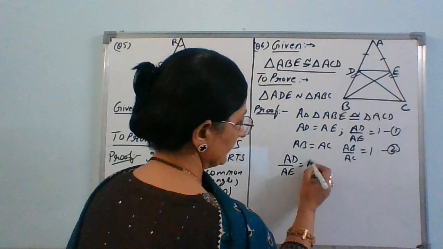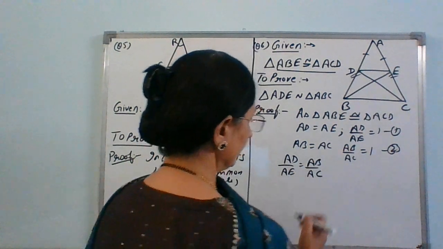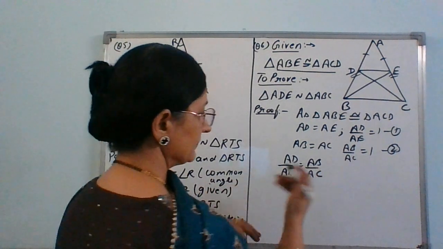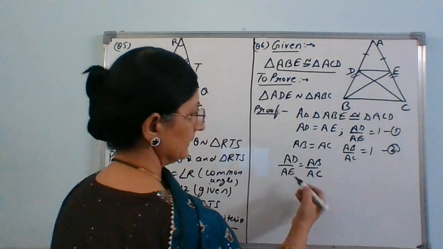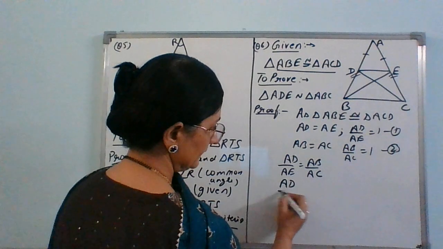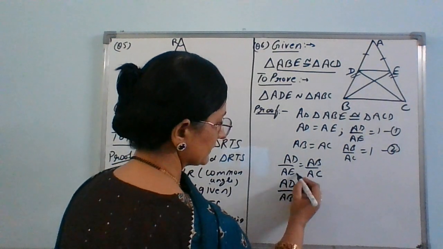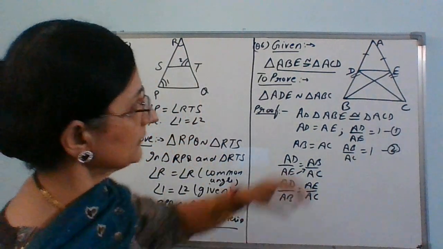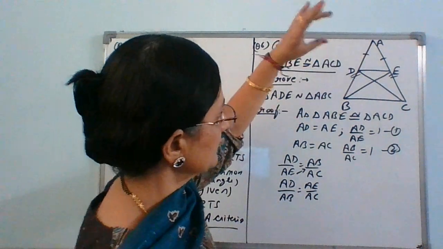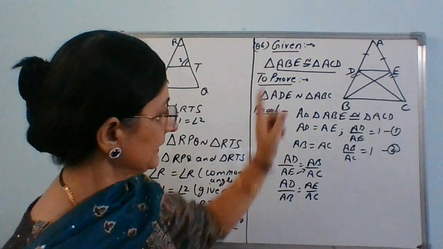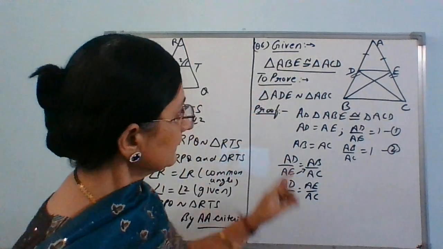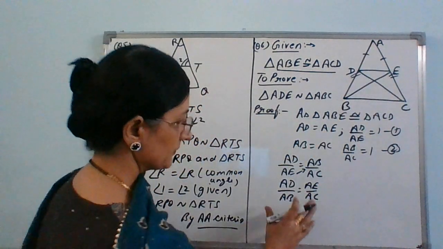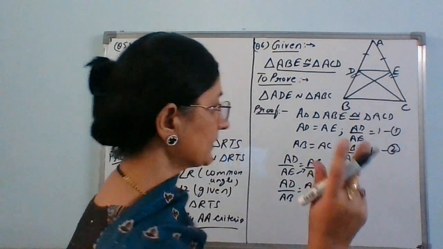So here let us equate these two. AD upon AE is equal to AB upon AC, right? Now, I am just shifting AB here, AE there. So it becomes AD upon AB equals AE upon AC, right? Now check the smaller triangle and the bigger triangle. The smaller triangle's side AD and the bigger one's AB, the smaller triangle's AE and AC, are in ratio. So we have found two sides are in ratio.